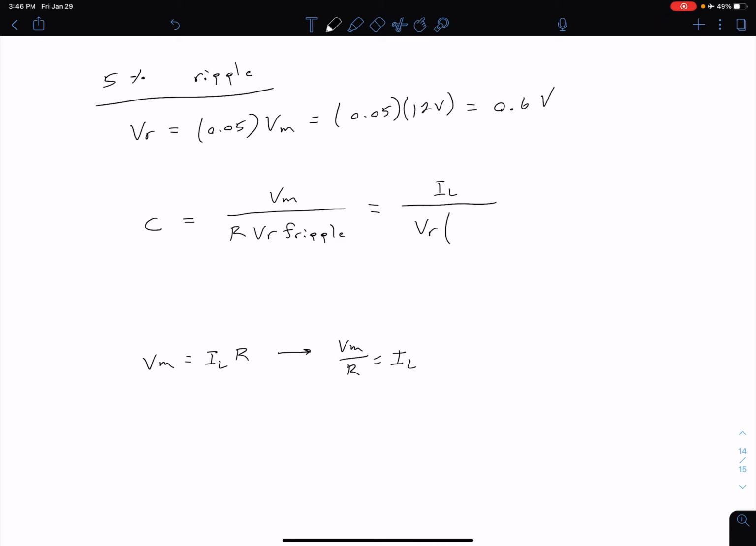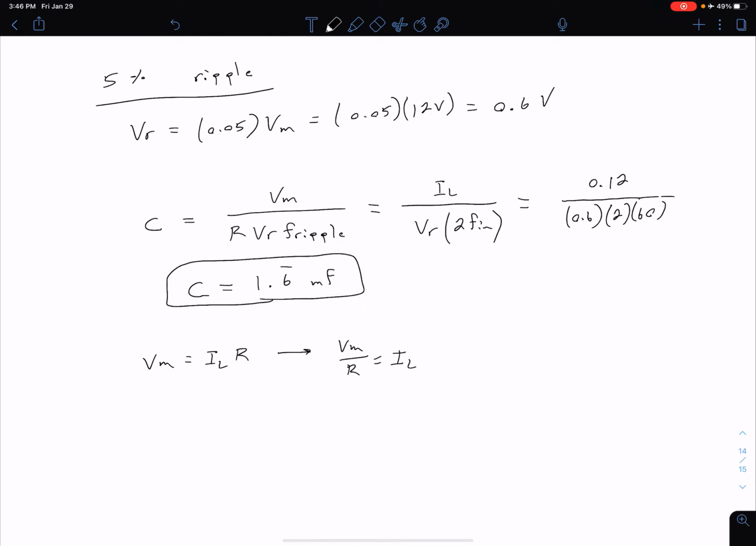Now remember, I had said that our F ripple is actually 2 times Fn because we have a full wave rectifier. So from there we plug in values. Our IL was 120 milliamps, so I'm going to change that to amps, so we have 0.12 amps. Our VR is 0.6 volts. We have 2 times our input frequency of 60 hertz. And if we plug all that in, we get that our necessary capacitance for our desired ripple is 1.6 repeating millifarads.